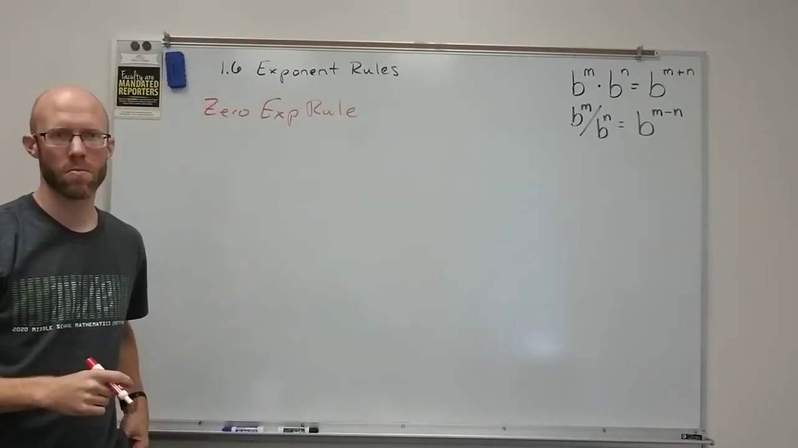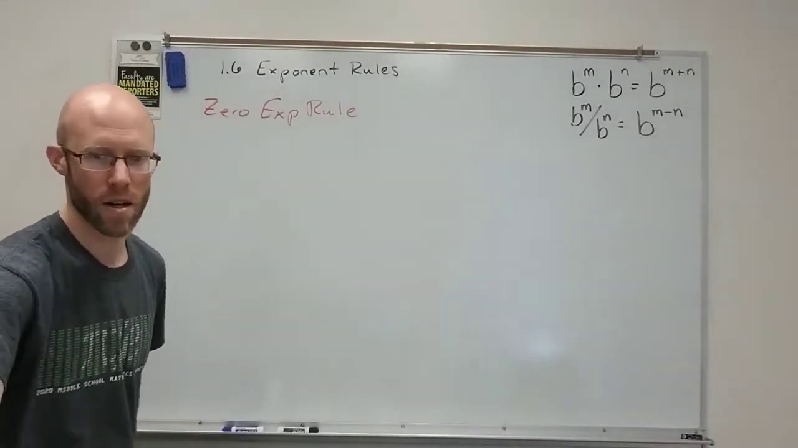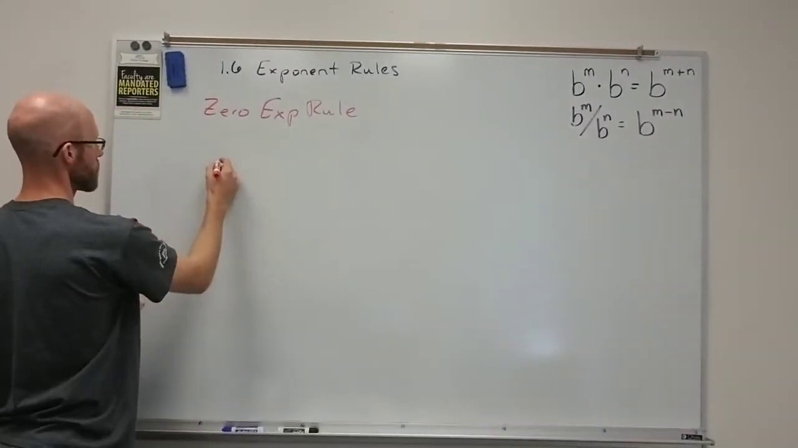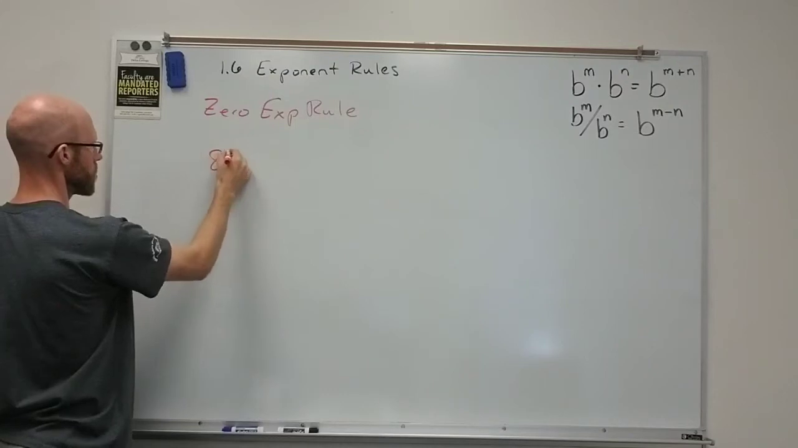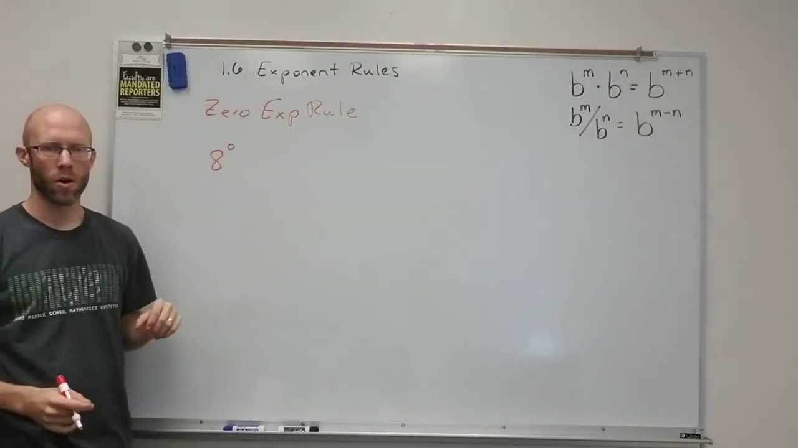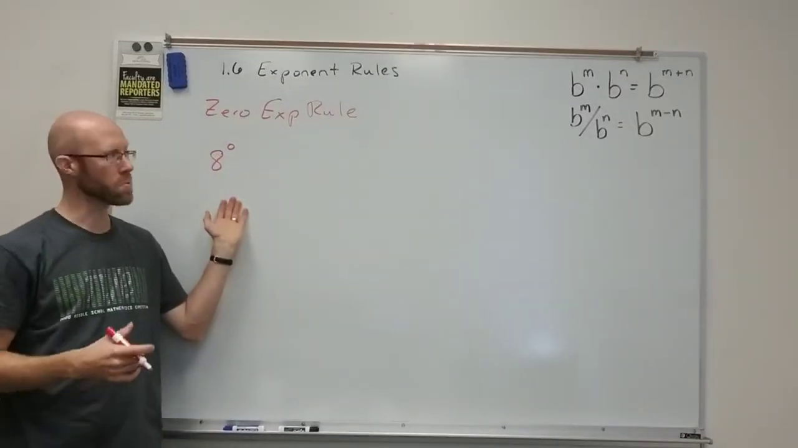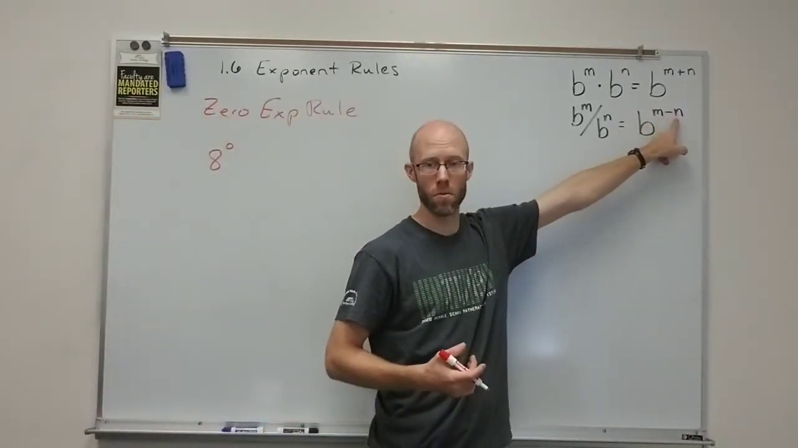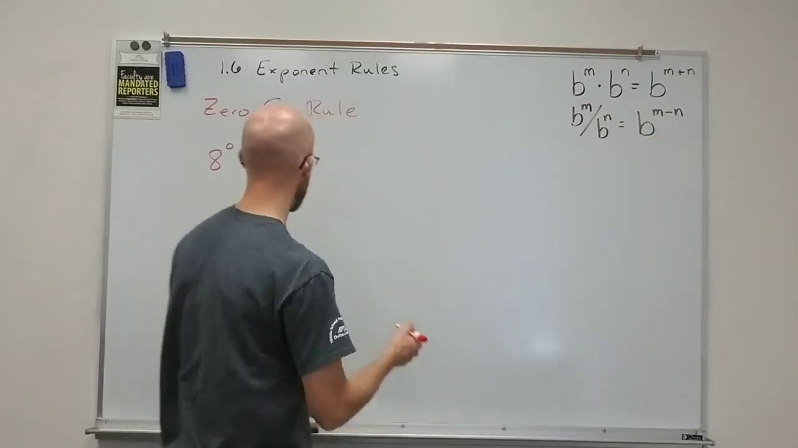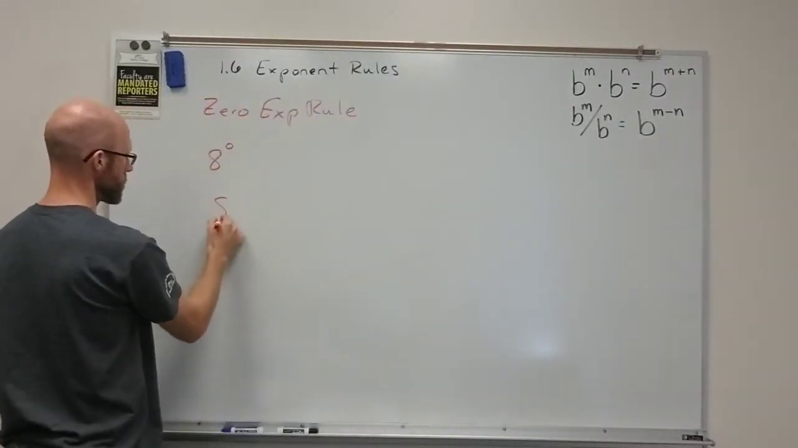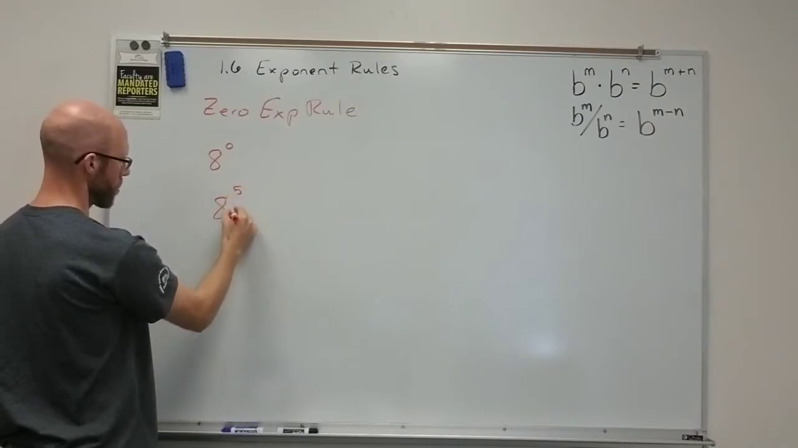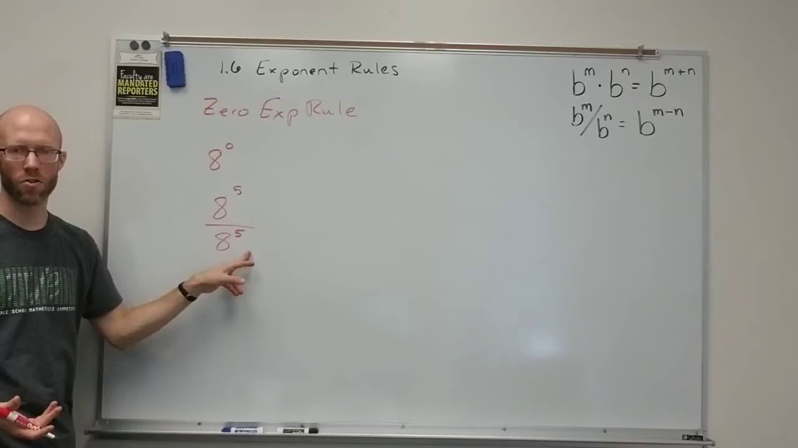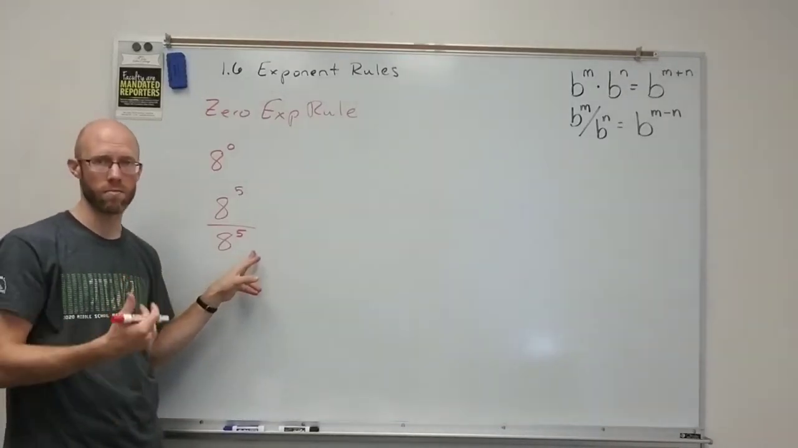And the zero exponent rule, basically the idea there is that if I have something like, well, let's go 8 to the 0 power. Well, 8 to the 0 power could be seen as a subtraction where both terms are the same, right? So you could think of it as, if I had 8 to the 5th over 8 to the 5th, then when I subtract those powers, I would get 0, right? 5 minus 5 is 0.